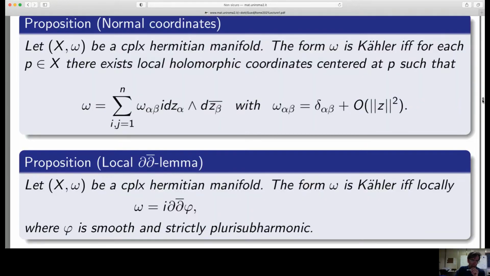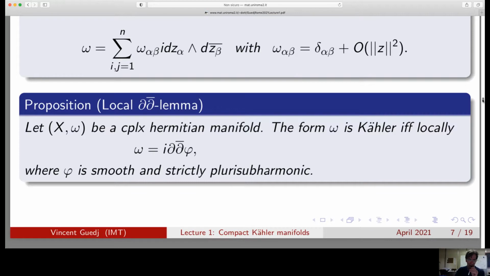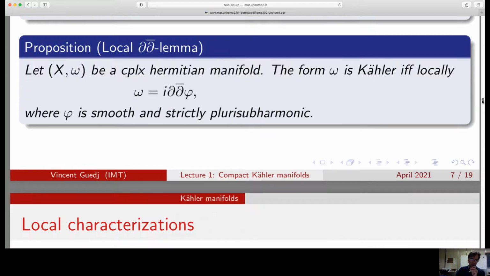But in the case of Kahler metrics, compact Kahler metrics, you have also... okay, so let's say then omega is locally i DD-bar phi, and the condition that omega is positive means that phi is the so-called strictly plurisubharmonic function. Eleonora will talk more extensively about plurisubharmonic functions in the next lecture.